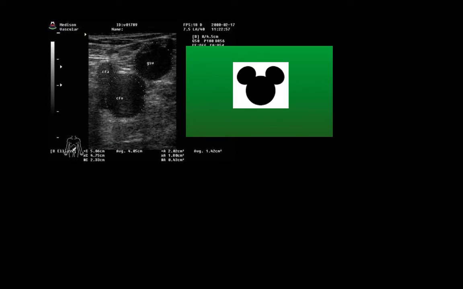This is an example of what you're going to see when you start up in the groin. You're going to look for the common femoral vein and artery. They're going to be next to each other. The artery is going to be lateral to the vein, and then you're going to see the greater saphenous coming off, and you're going to look for this kind of image that looks a little bit like Mickey Mouse ears.